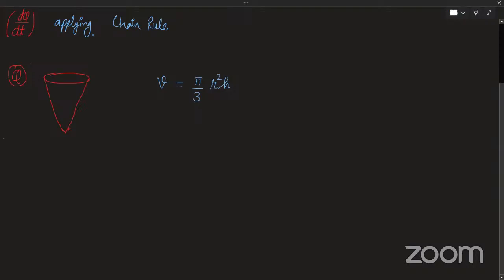Can you just tell me what is the formula for the volume of the cone? One-third pi r squared h, correct. Now if I ask you to differentiate this with respect to t, my radius and height are both changing, so I need to calculate dV by dt, the rate of change of volume. It will become pi by 3 into d by dt of r square h. How will we differentiate r square h?